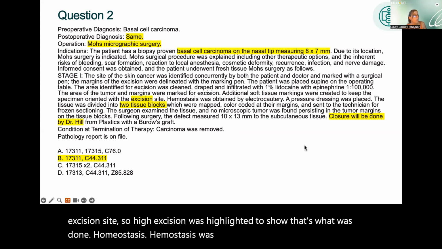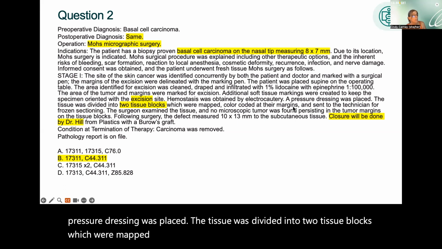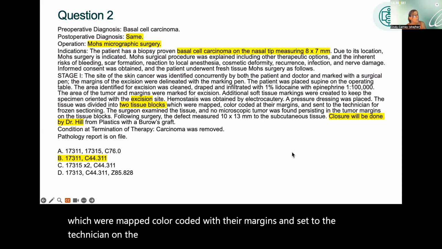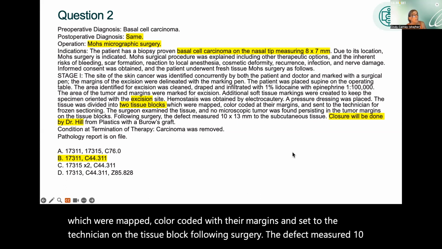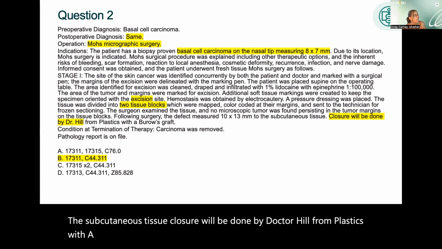Hemostasis was obtained with electrocautery. A pressure dressing was placed. The tissue was divided into 2 tissue blocks, which were mapped, color-coded with their margins and sent to the technician on the tissue block. Following surgery, the defect measured 10 by 13 millimeters to the subcutaneous tissue. Closure will be done by Dr. Hill from plastics with a Burroughs graft.